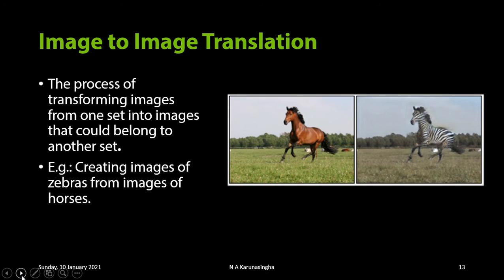Another very interesting application is called image to image translation. So basically it can create a separate set of data, a similar but different set, based on a data set that belongs to a completely different set. So for example, here we can see that the GAN can take photos of horses and create a data set consisting of images of zebras. So this is a very creative application when it comes to GANs.